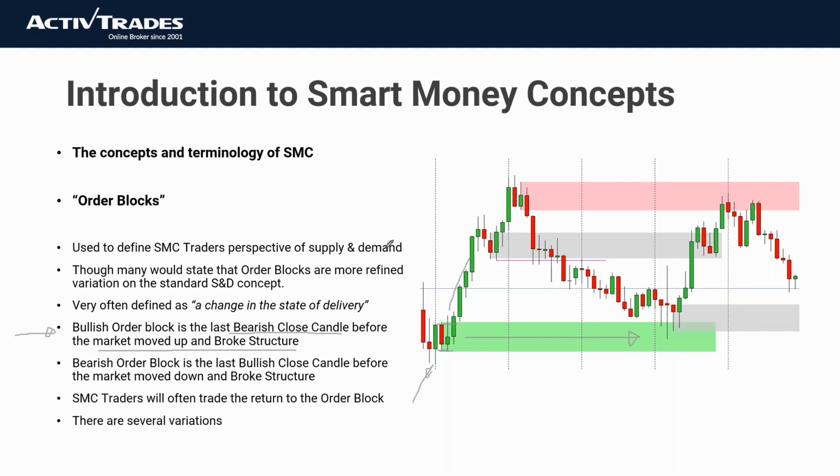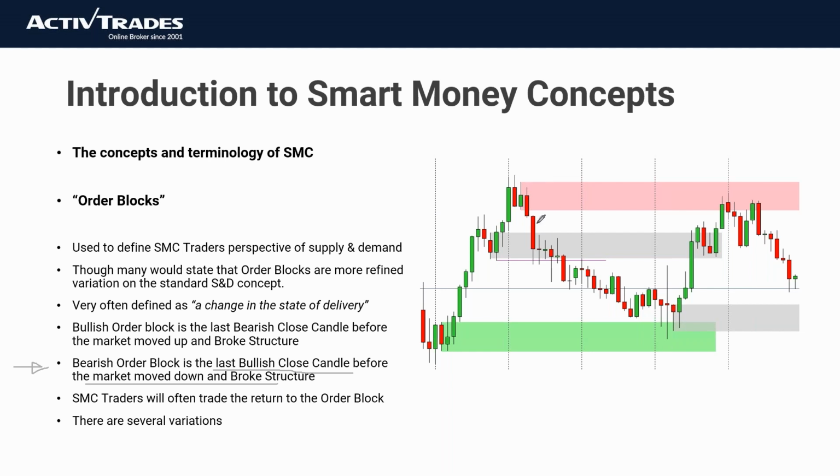This is price dropped, based, rallied. They would be looking at this as a base. Because price moved away from demand, and importantly, when price comes back to that area of demand, that is where people will be looking to trade. And on the flip side, a bearish order block is the last bullish close candle before the market moved down and broke structure.